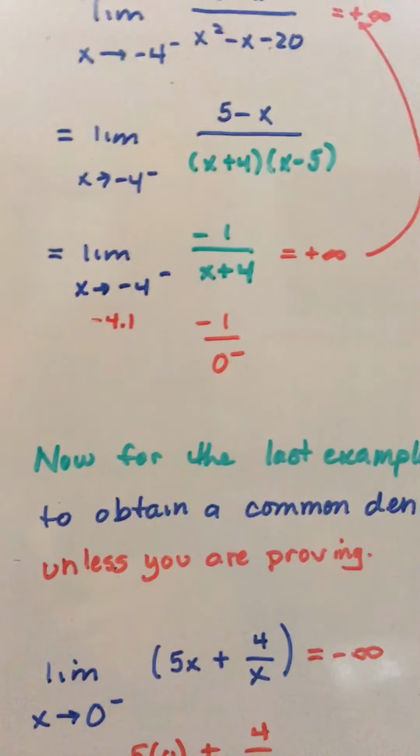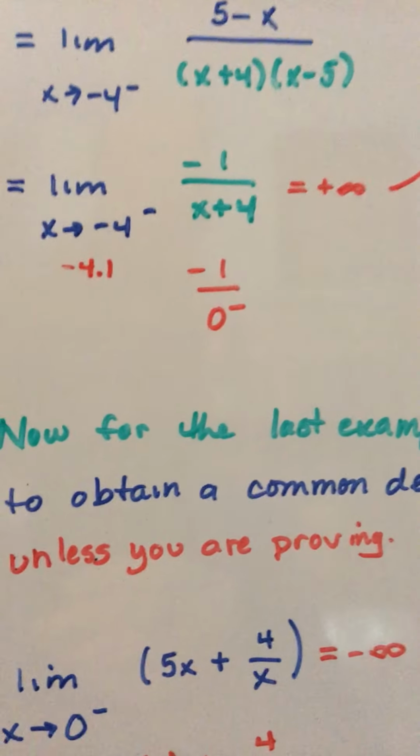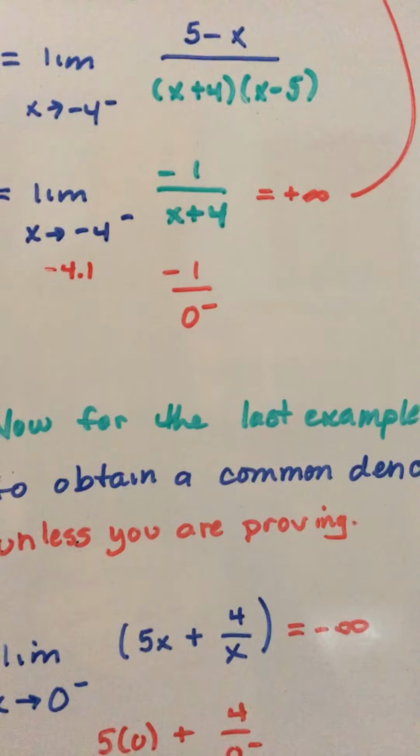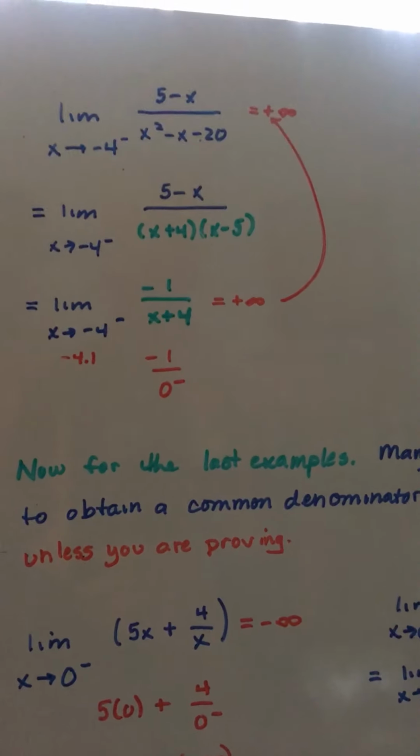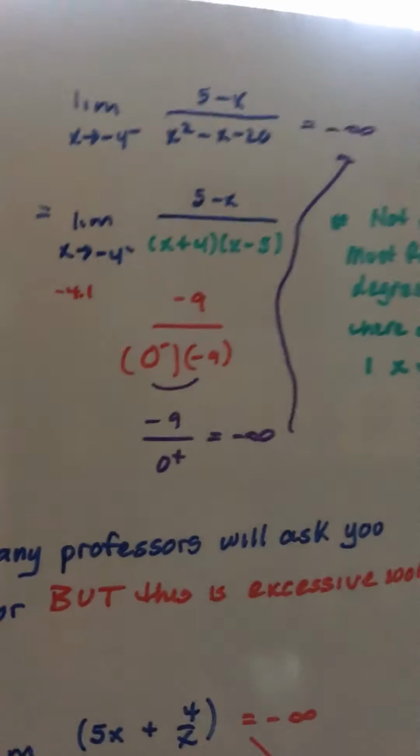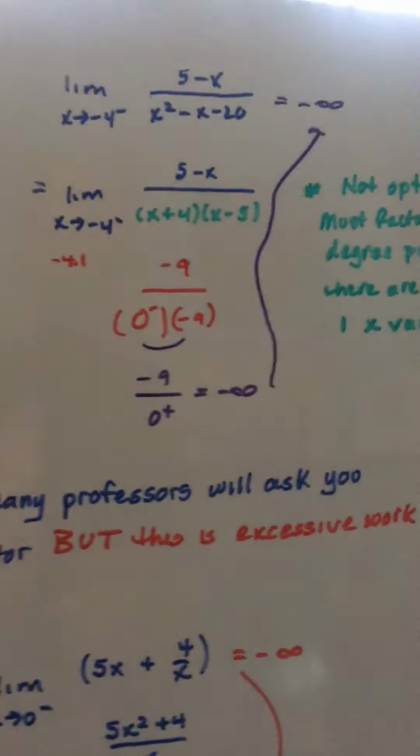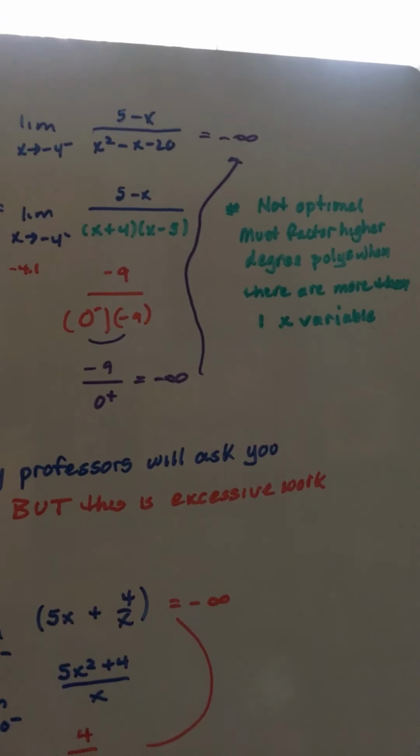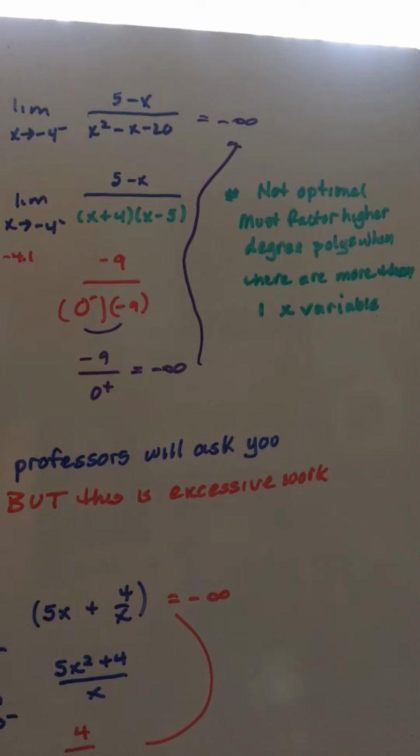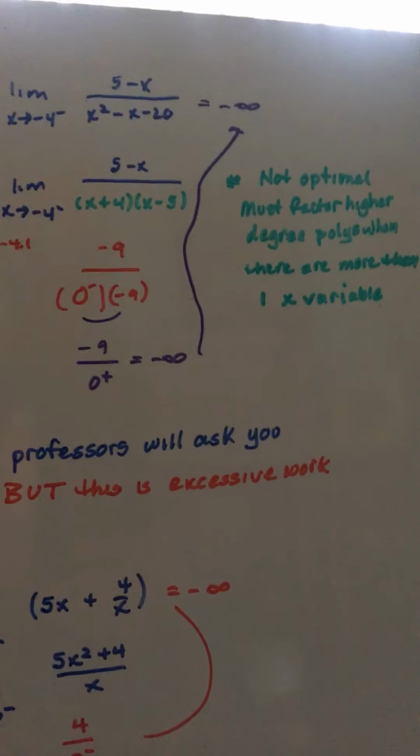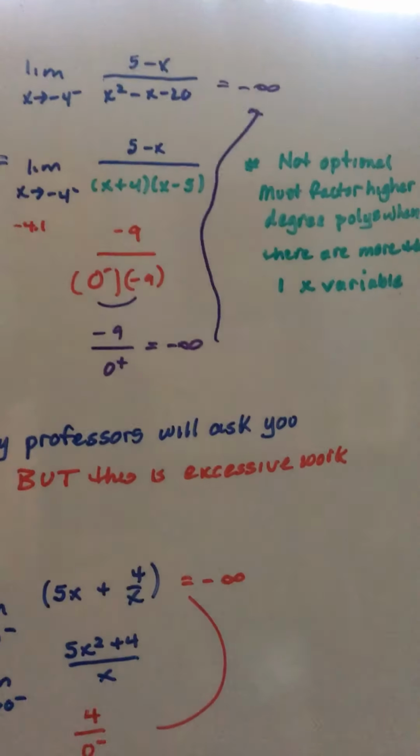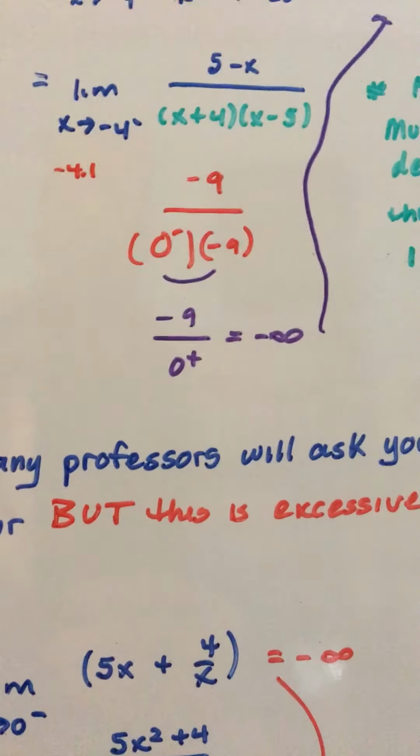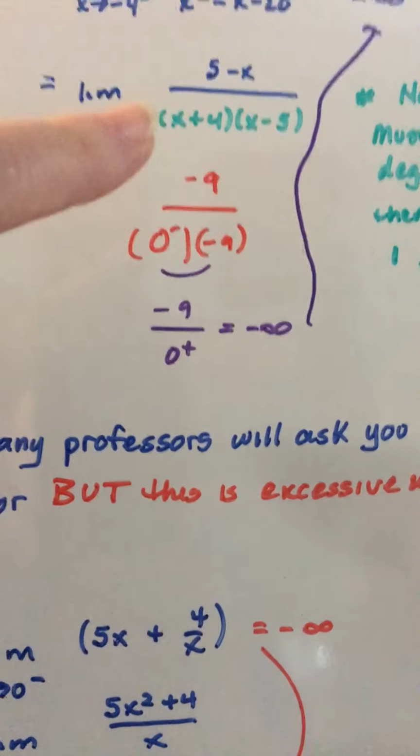Now I say, was that 0 a negative number or a positive number? And negative 4.1 makes it a negative. And negative over negative makes our answer positive infinity. Okay, I could have chosen just to factor but not reduce. Remember, it is not optional. You must always factor when you have 2 x variables in your denominator. So I factored, but I didn't reduce. I just did step 1.